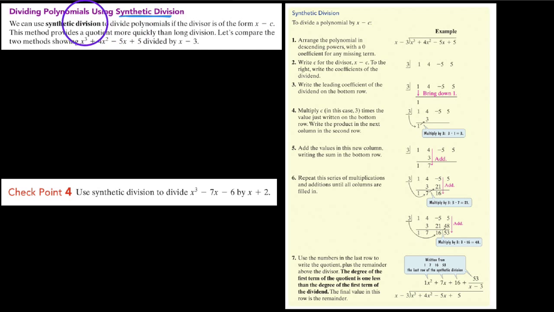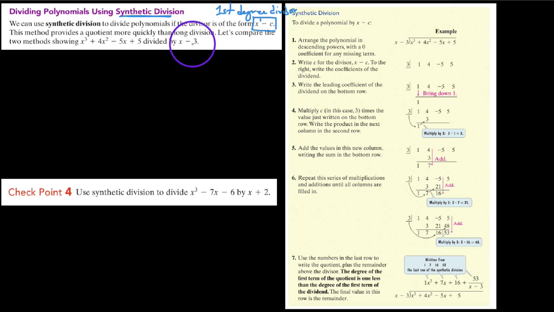So synthetic division, we say we can use synthetic division to divide polynomials if the divisor is of the form x minus c. So now here's the important thing. We can only use synthetic division if our divisor is a first degree divisor. Essentially it has to be a first degree divisor and it has to be of the form x minus c, but if that's the case, then this provides a quotient a little bit more quickly than long division, actually a lot more quickly.